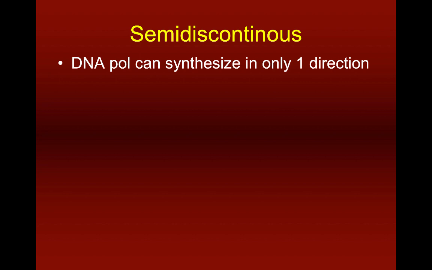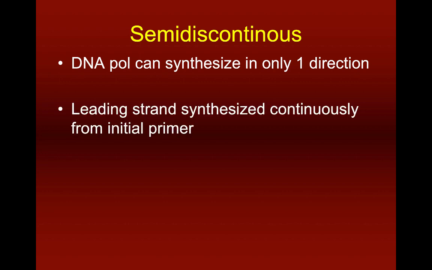And the whole reason this takes place, the whole reason why it's semi-discontinuous, relates back to the fact that the DNA polymerases can only read 3' to 5' and build 5' to 3'. That's what creates the need for this semi-discontinuous method of DNA replication.